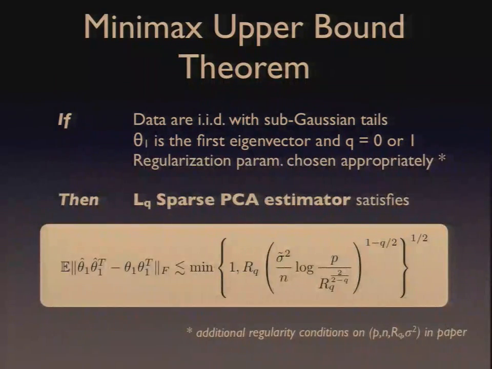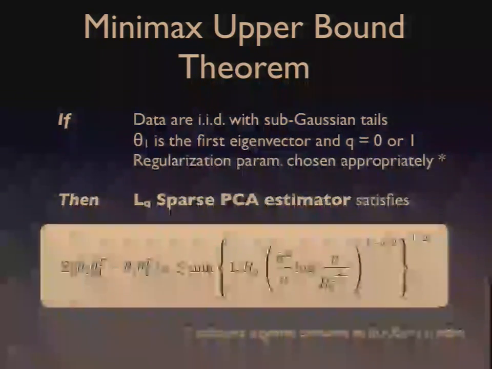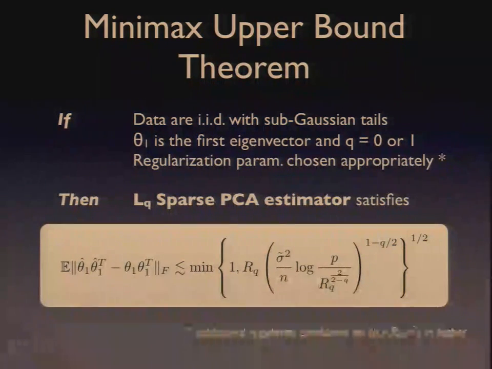Okay, so for our upper bound, we have the same assumptions that we do for the lower bound. But we also assume that you know what regularization parameter to choose. In practice, you wouldn't actually know how to do this, but for theoretical analysis, it makes sense. So what we're able to show is that if you know the correct regularization parameter to choose, and in the case Q equals 0 or Q equals 1, then the LQ sparse PCA estimator satisfies this upper bound here.